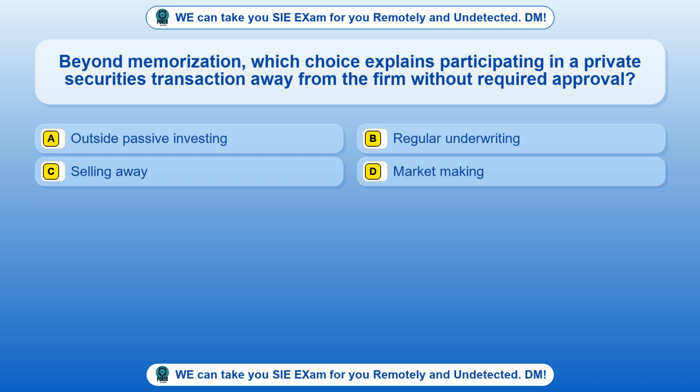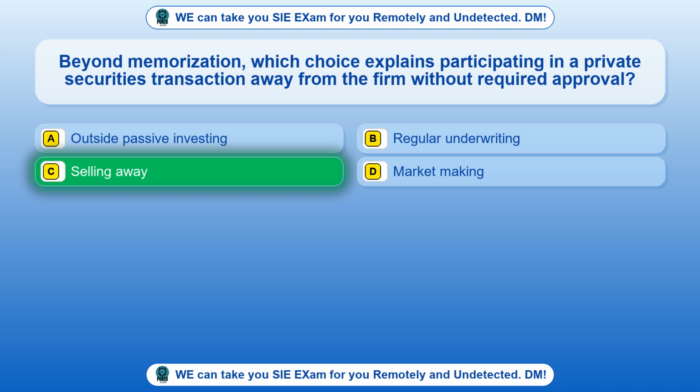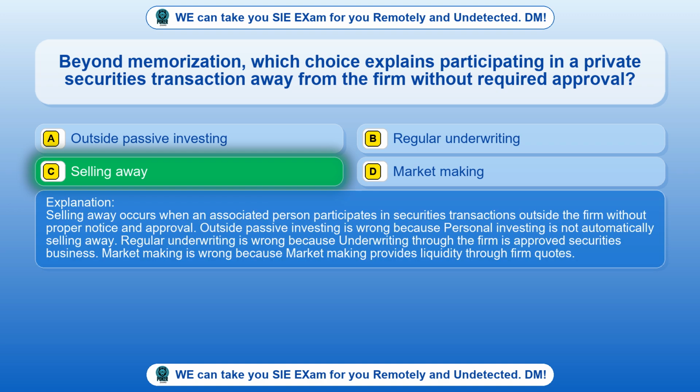Question 71. Beyond memorization, which choice explains participating in a private securities transaction away from the firm without required approval? Option A, outside passive investing. Option B, regular underwriting. Option C, selling away. Option D, market making. The correct answer is option C, selling away. Selling away occurs when an associated person participates in securities transactions outside the firm without proper notice and approval.